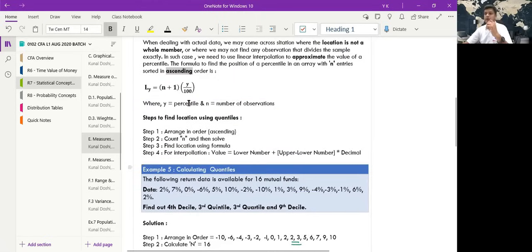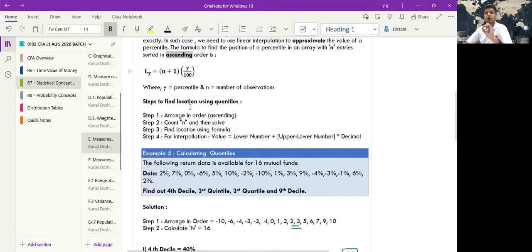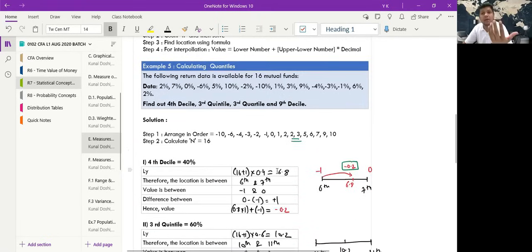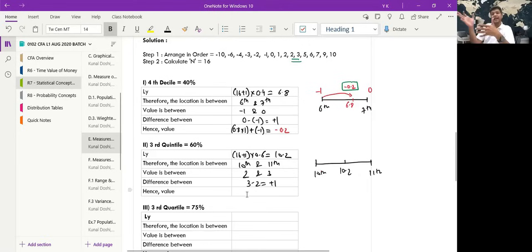Correct? So why are we doing this? Because the location is generally not a whole number. If it gets a whole number, nothing like that. For example, if the location was 6 directly, then I would have picked up the 6th number, which was -1. That would have been my location. But if it is 6.8 or 10.2, then you may have to do the calculation.